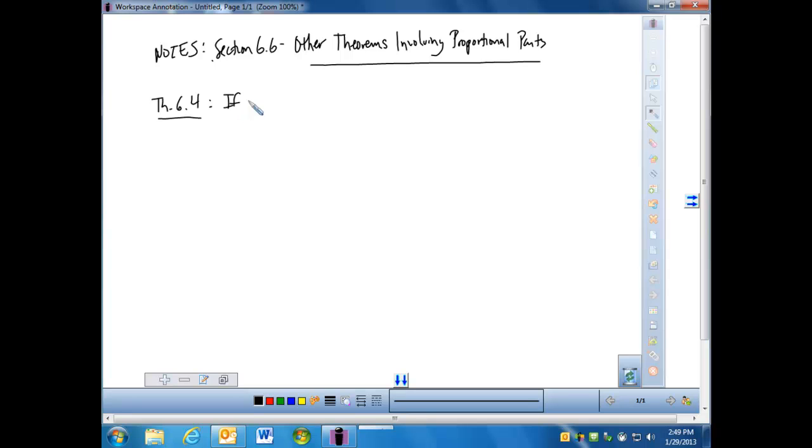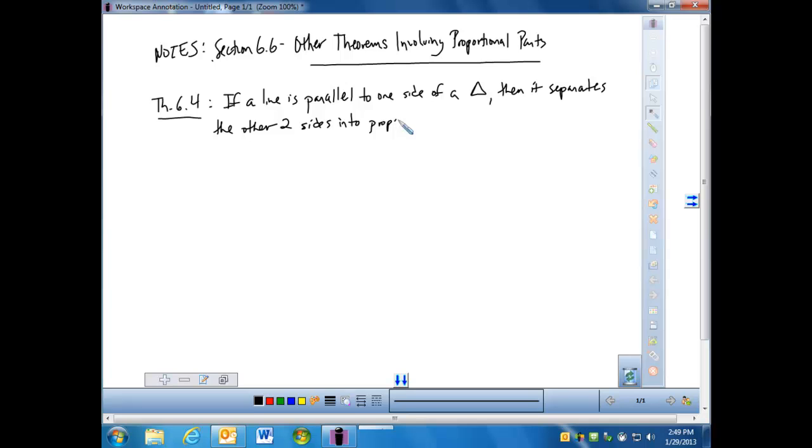The first one, theorem 6.4, says that if a line is parallel to one side of a triangle, then it separates the other two sides into proportional parts. And you might recognize this theorem, in particular when you see the picture, as one of the questions on your mid-chapter quiz the other day. Here is some added information that you didn't have to know when you took the quiz, but knowing this, maybe it would have made it easier to solve for one of the two variables. So maybe if you see a picture like that again on the chapter test coming up, you'll be able to solve it better. So here's your picture.